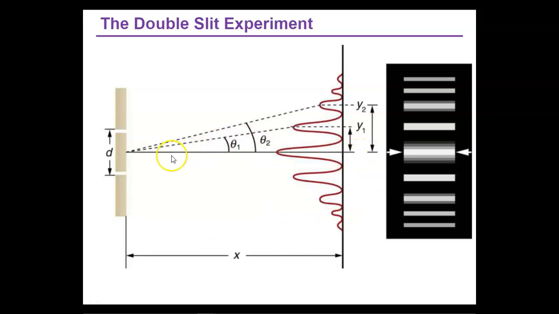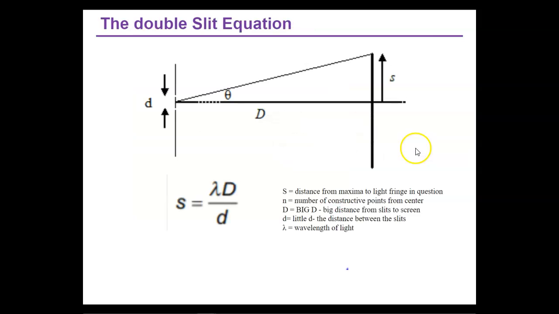Here it is yet again. Same situation happening. We have our intensity line right here, so our maximum intensity is shown here, and this center spot is going to be our maximum intensity. Each of these bright fringes are areas of constructive interference. The dark fringes are destructive interference. So from this, we were able to get an equation, and that equation in your data booklet is going to look like this: S equals lambda D over d.